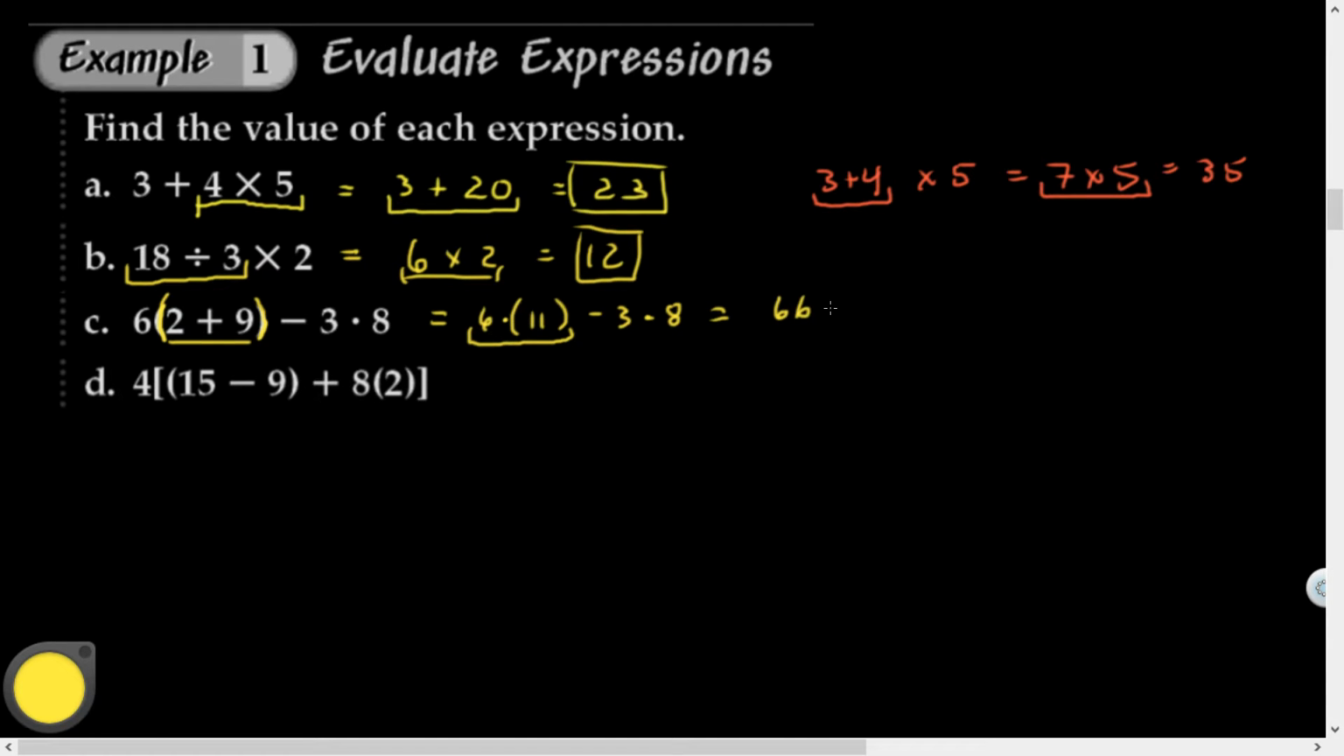So 6 times 11 is 66, minus 3 times 8, and let's see, multiplication again first. 66 minus 3 times 8, which is 24, and now that's the only operation remaining. So 66 minus 24 is going to be 42. Do we have concurrence on this? You guys agree? Is my subtraction right?